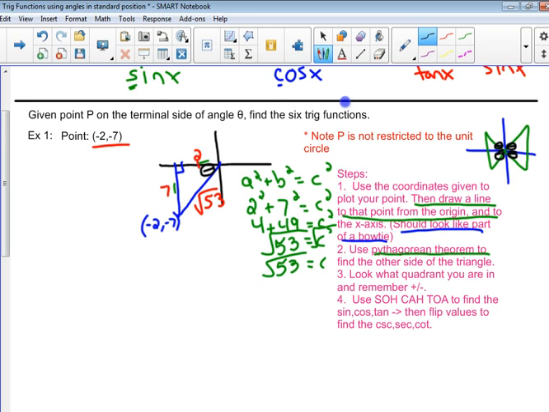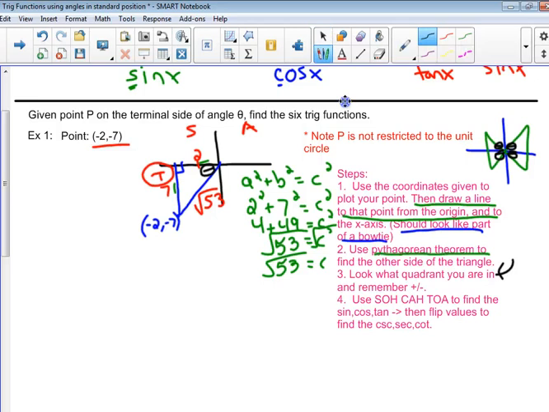Alright. So the third thing we're going to look for is to decide, are we positive or negative? Well, think about what quadrant we're in. We're in the T quadrant. So since you're in the T quadrant, what is the only thing going to be positive there? Tangent. What else? Cotangent. Good. So we have to keep that in mind as well.